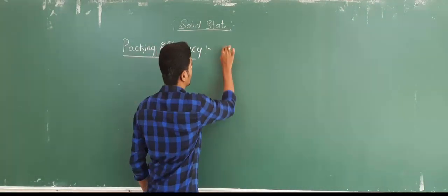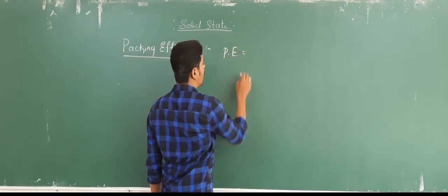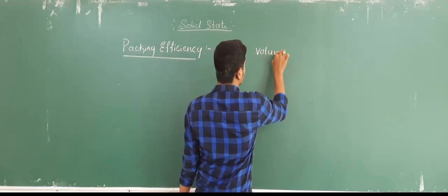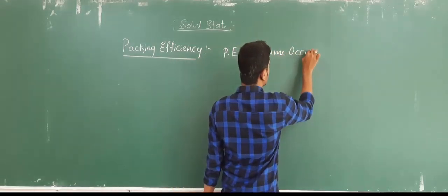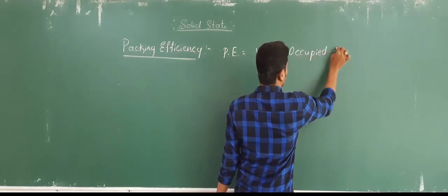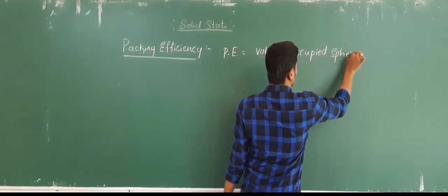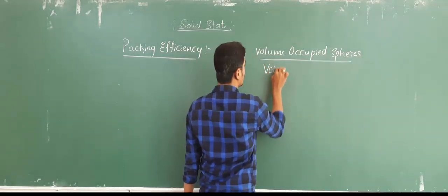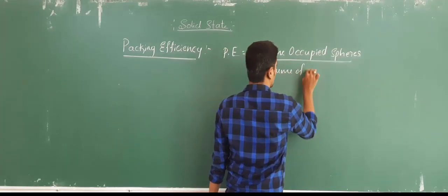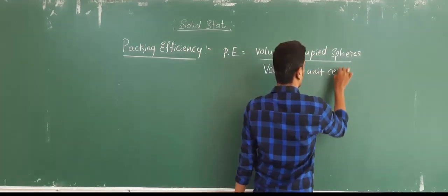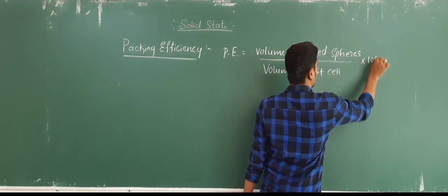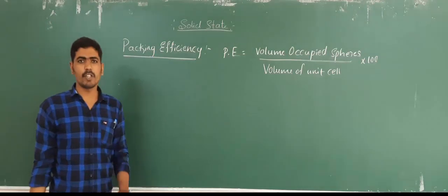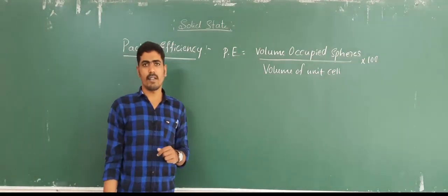And this packing efficiency is calculated by PE is equal to volume occupied by spheres divided by volume of unit cell multiplied by 100. So this is the formula to calculate the packing efficiency of a unit cell.